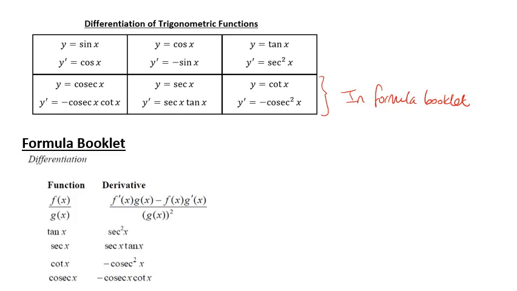Here's what it looks like in the formula booklet. So this is the top of the differentiation page. So let's have a look at what we can see. The top one is the quotient rule. Then we've got the tan, and then sec, cot and cosec. So the answers to each of those differentials are all there. So you haven't got to memorise them.